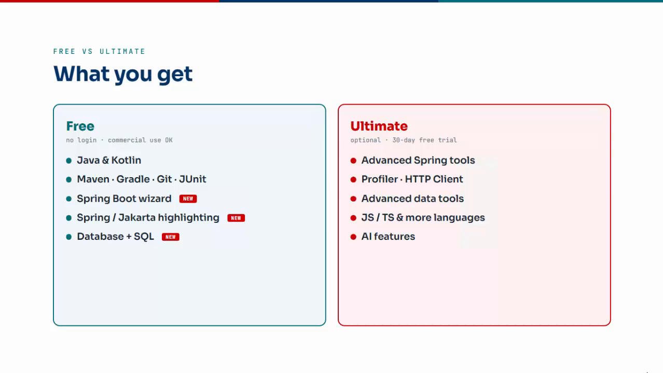And the good part is you get more free features than before. Like earlier, full Java and Kotlin is there, Maven, Gradle, Git, JUnit, plus a new free Spring Boot project wizard, Spring and Jakarta EE highlighting, database tools with SQL, all of them are present for free. Whereas the Ultimate or the paid edition has different additional features like Profiler, HTTP client, AI, and other languages like JavaScript with a free 30-day trial.